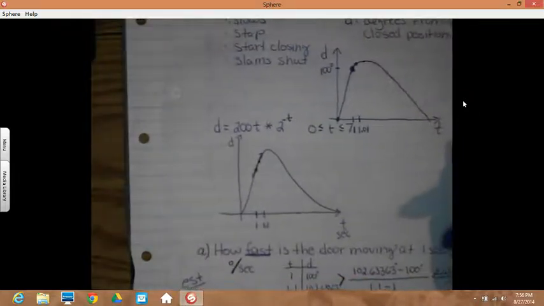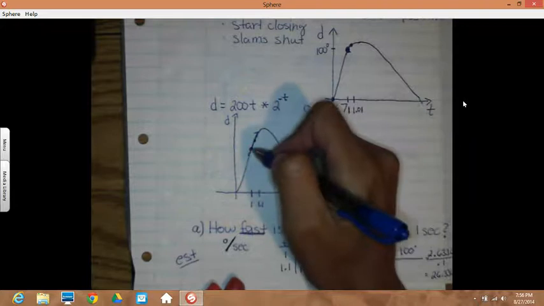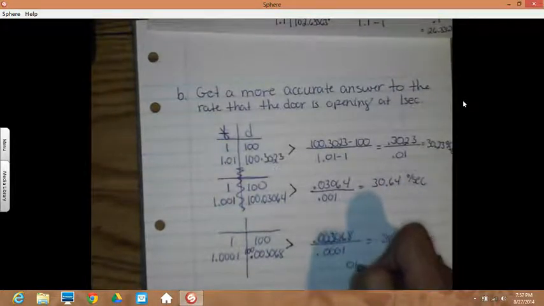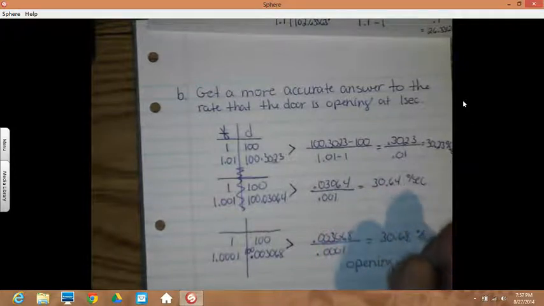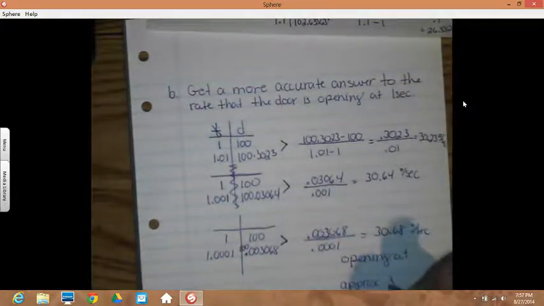And on our graph, can you tell me if this door was opening or closing? Well, if you look at 1 second, you can see the degrees are still getting bigger and bigger and bigger, so that means the door is opening wider and wider and wider. So we can tell, because I'm here on the graph, on this side of the graph, the door is opening, then you can see here's where it stopped, and now it's closing. So here, at 1 second, that door is opening at approximately 30.68 degrees per second.